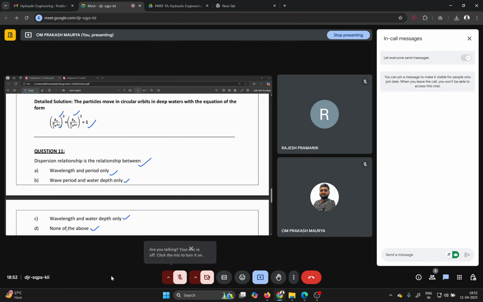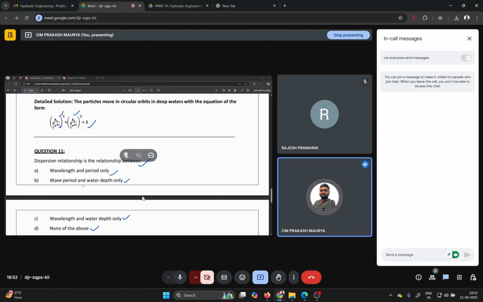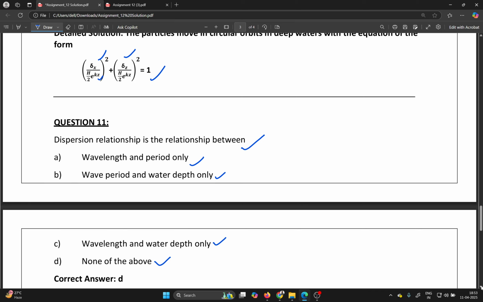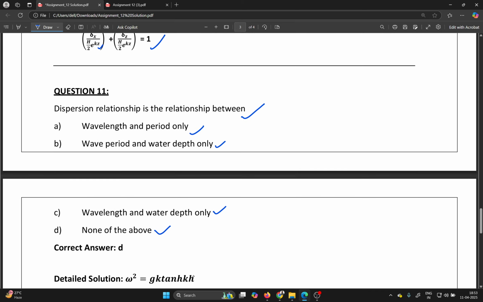Okay, let me just show you the answer for question number 11. The dispersion relationship is the relationship between... option D. Here the answer is not correct. Actually, not any option is correct. So here is the detailed solution. You can see omega square is equal to g k tanh kh.